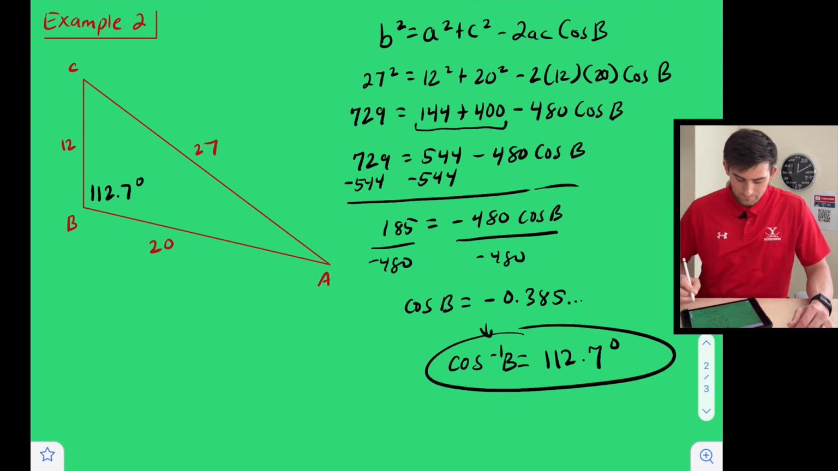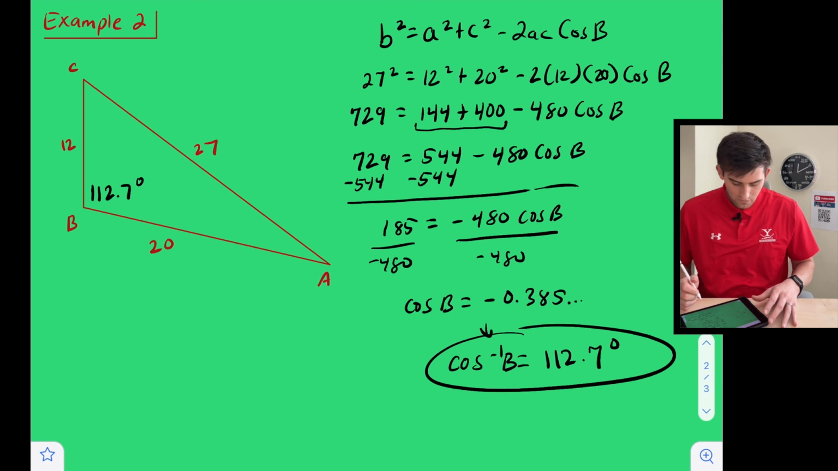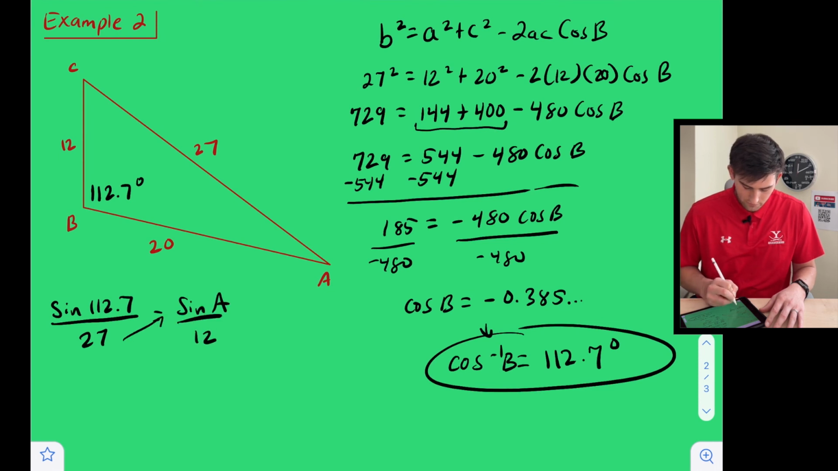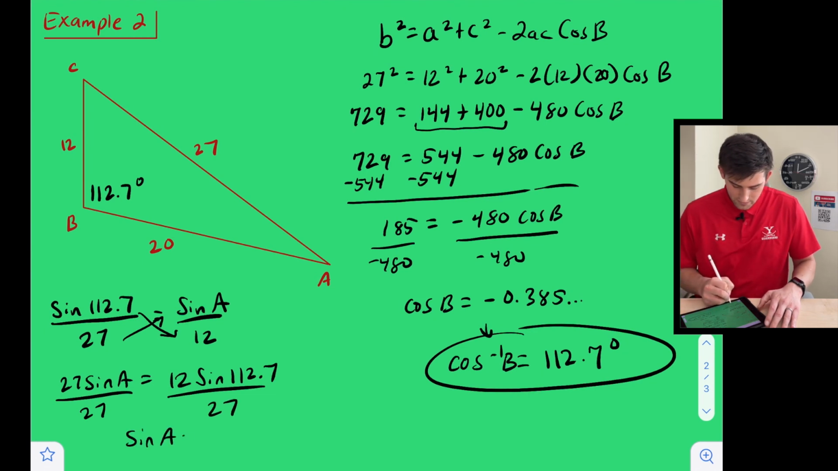Now we can go back and use the law of sines to find one other angle, and then we can subtract from 180 to find the other. So let's find angle A here. Let's use sine of 112.7, which is what we just found, over 27 is equal to sine of A over 12. And let's cross multiply. So we get 27 sine A equals 12 sine 112.7. Divide both sides by 27. And this will give us sine of A.